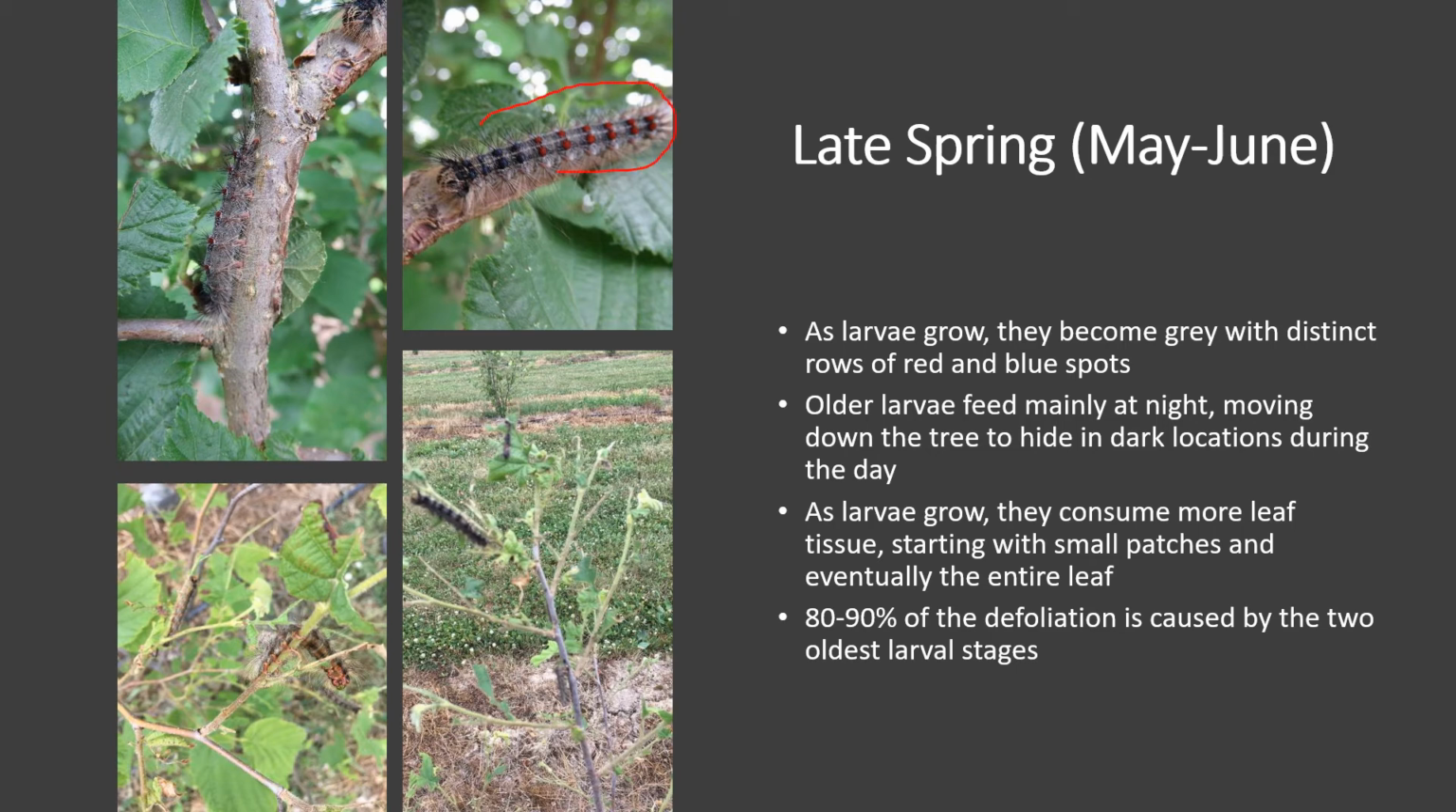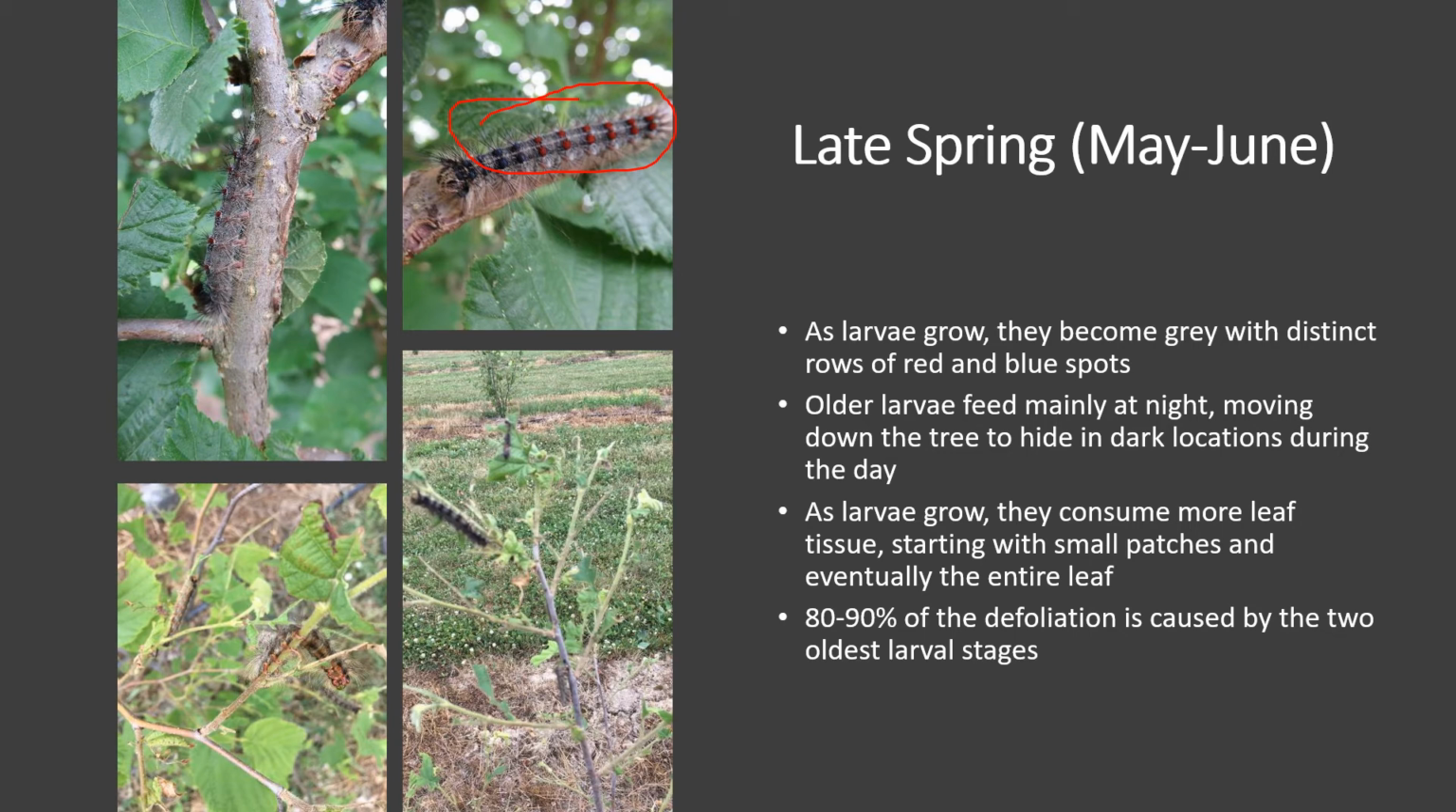As gypsy moth larvae grow, they become gray with these very distinct rows of red and blue spots running up and down their back. There's really nothing else, no other caterpillar that you'll find in the orchard that has these rows. It's a series of blue followed by a series of red spots, and they are quite large. Now, the older larvae feed mainly at night, and they move down the tree. They'll hide in dark locations during the day, and then come up at night to feed.